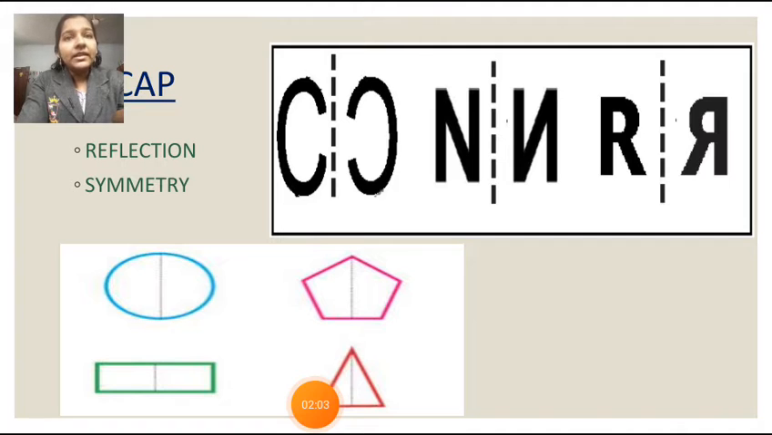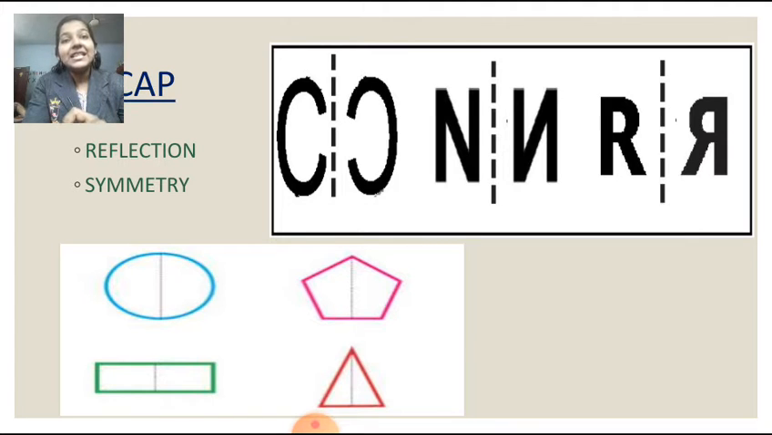Children, can you tell me where we can see these reflections? Yes, on a mirror we can see reflection, on water, then on shiny surfaces, oil. These are places where we can see the reflection. Okay children? Alright. Now next is symmetry.